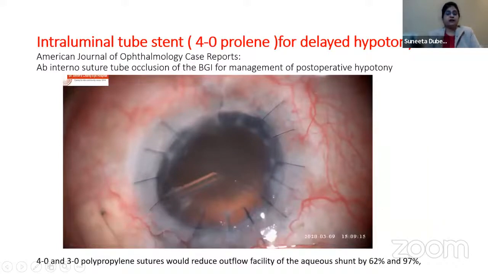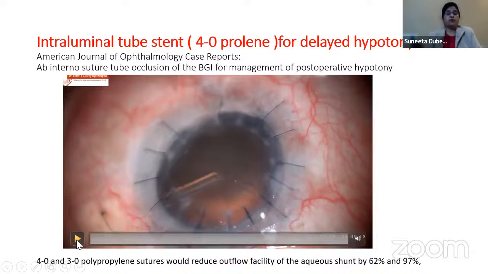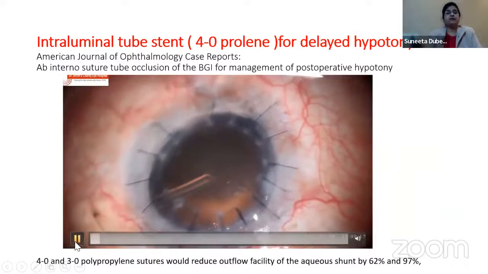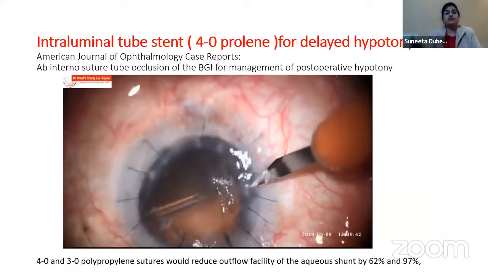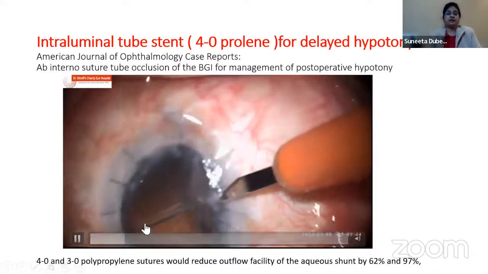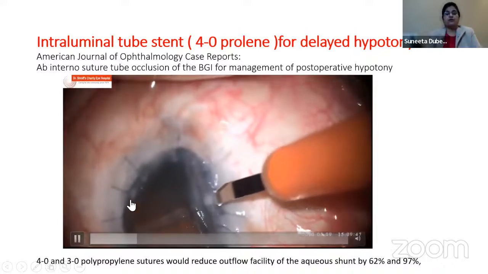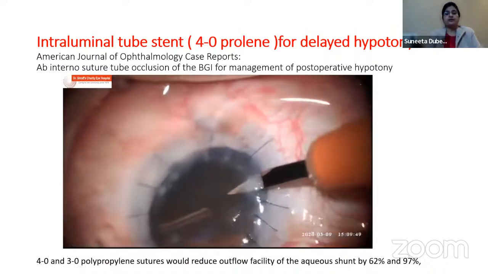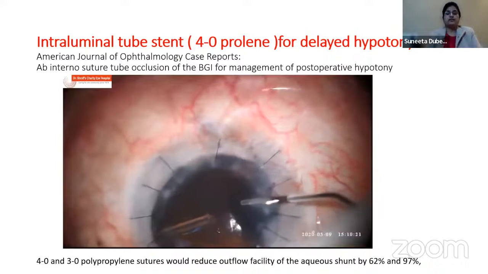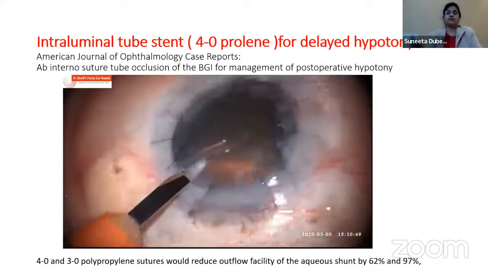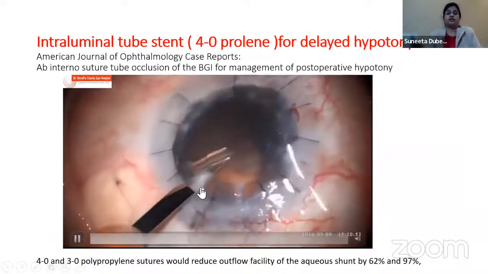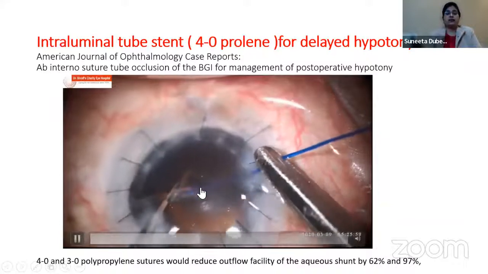Post-operative hypotony can also be commonly seen in patients for various reasons, and a very simple technique is to put in an intraluminal stent. You can use a 3-0 Prolene or 4-0 Prolene. In this particular patient, who had undergone multiple surgeries and even a cyclodestructive procedure before this tube implant, there was severe hypotony.